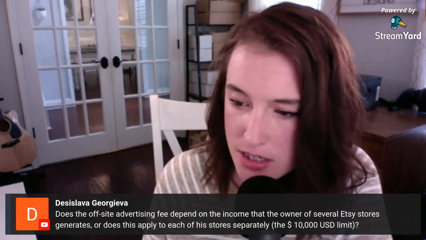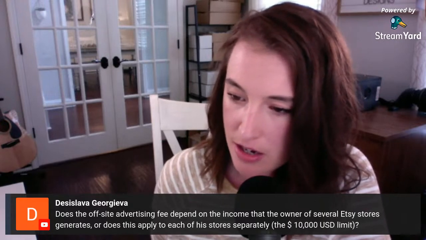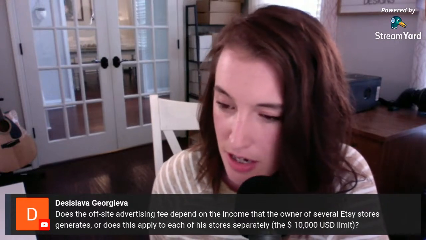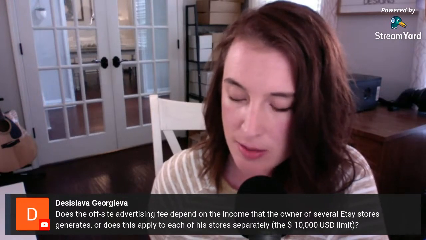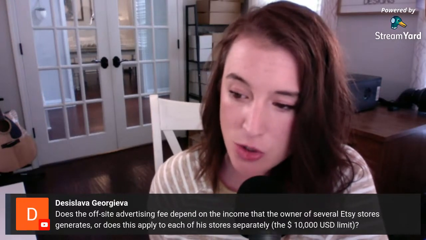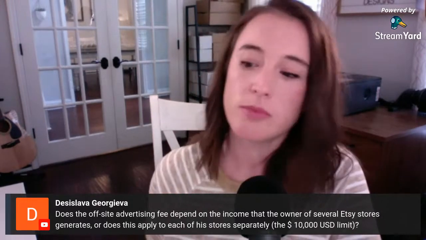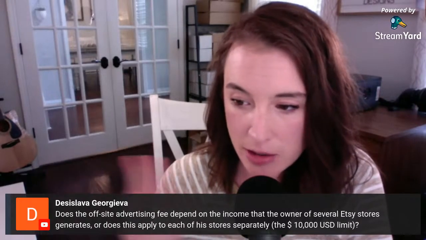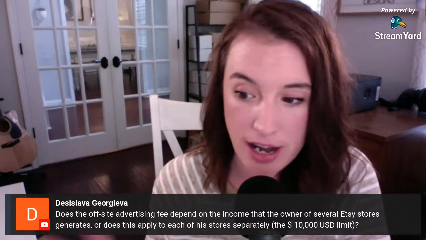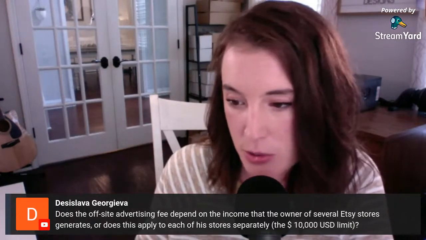Okay, this question says, does the off-site advertising fee depend on the income that the owner of several Etsy stores generates, or does this apply to each of his stores separately, the 10,000 limit? So it applies to each store separately. Etsy will look at each separate store and figure out what your offsite advertising fee is depending on the income for that specific store.